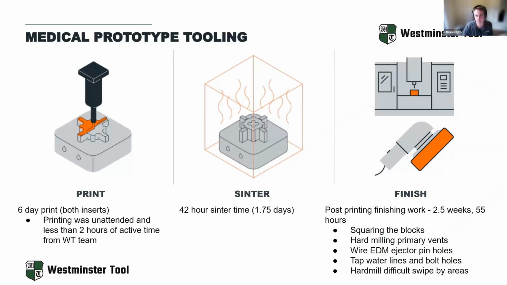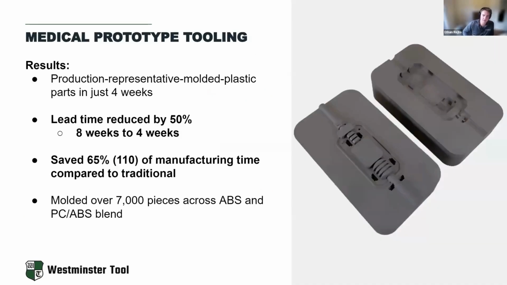So in about a week, they had inserts through the sintered state. So in that almost finished part, they did some finishing to these inserts, about 2.5 weeks of squaring. They hard milled a couple of the primary vents. They EDM'd the ejector pin holes. They tapped water lines and bolt holes. They hard milled just a couple of the difficult swipe by areas. And the ultimate result was they had production representative molded plastic parts for their medical device OEM customer in just 4 weeks, which they estimated was a 50% lead time reduction compared to 8 weeks. Another really big advantage here was the ability to save 65% of the manufacturing time compared to traditional, and the ability to have their tool makers be working on other stuff while the printer was taking some of that out of the way for them.